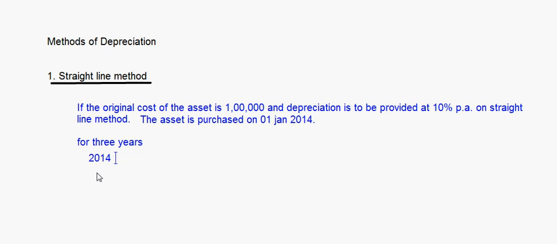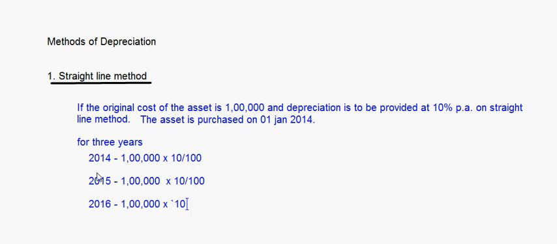For 3 years, for the year 2014, it will be 1 lakh into 10%, right? So 1 lakh into 10 by 100. 2015, again it will be the same. It is on the original cost. So every year the same amount will be coming, right? Because you are taking it at the original cost. This is the depreciation you will be providing every year. Okay. So this is the straight line method.